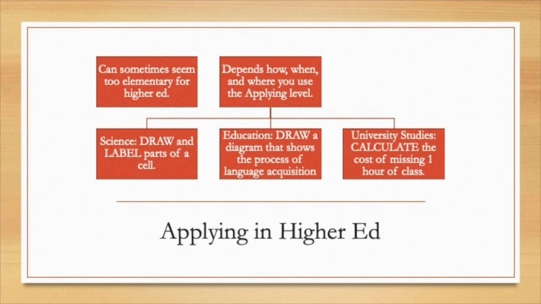In my study skills course each semester, I have the students use a VCSU webpage on tuition costs, and I encourage them to calculate the cost of missing 1 hour of class. I can tell you that last year it was between $26 and $42. They always remember that lesson. You'll probably have to experiment with the applying level to see how, when, and where it best fits into your courses.